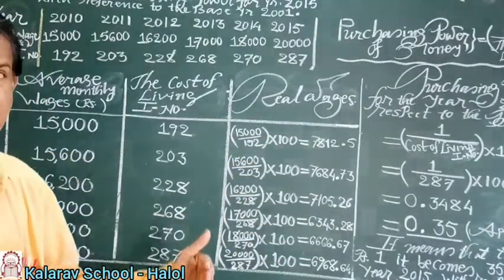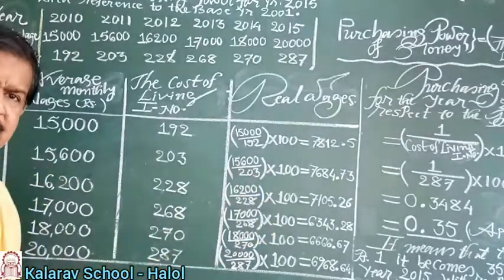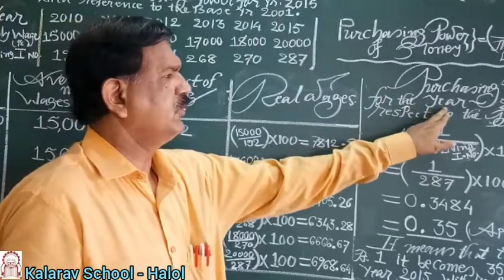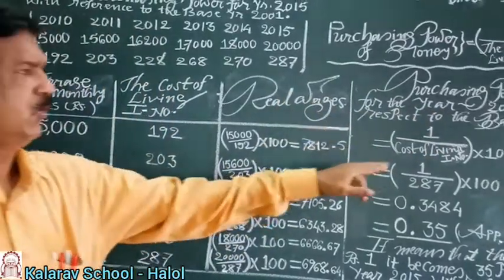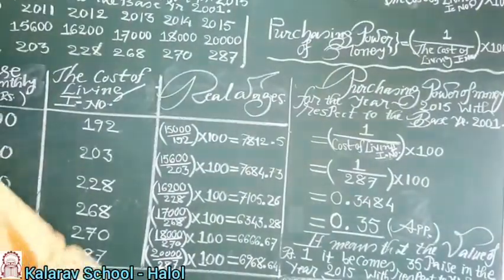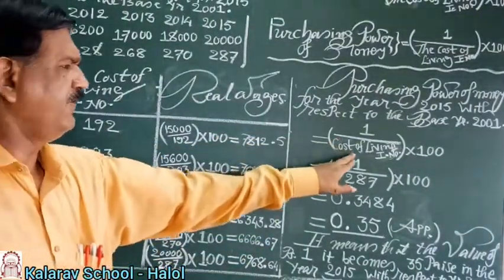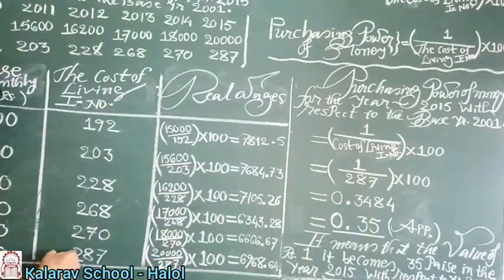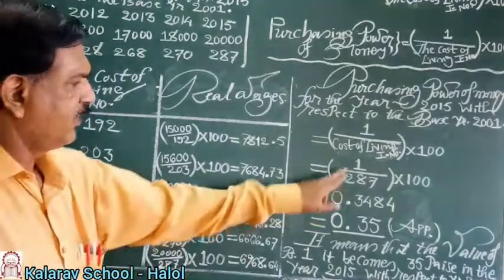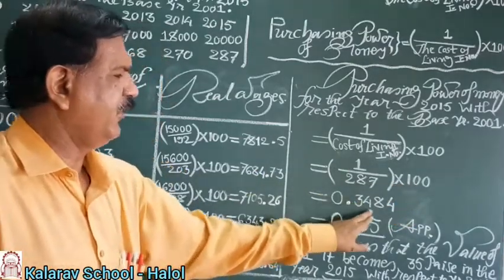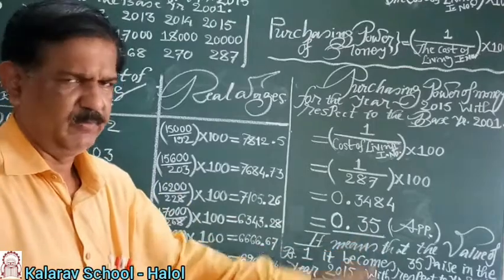Also we have to calculate purchasing power of the money for the last year, that is 2015. Now purchasing power of the money for the year 2015 with reference to 2001 as a base year. So the formula is 1 upon cost of living index number multiplied by 100, means 1 upon 287. 287 is the cost of living index number for the year 2015. 1 upon 287 multiplied by 100. It becomes 0.3484 and approximately it will be 0.35.